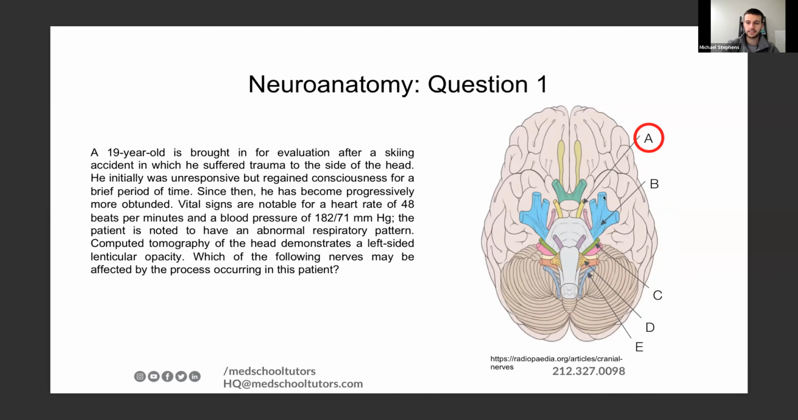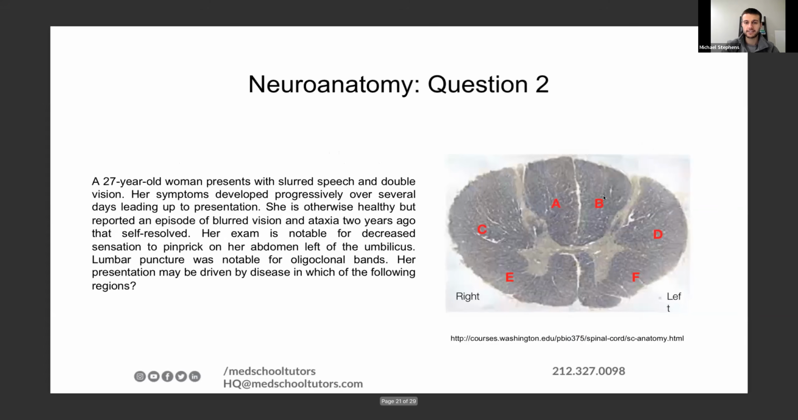Great job, guys. Feel free, and again, open invitation as we go. If you guys have questions, chime in at any point. So we'll keep plugging along. We'll apply this to a second question now, maybe a little bit more outside the realm of what we're doing at the radiology, but kind of moving into the spinal cord. Her presentation may be driven by a disease in which of the following regions?